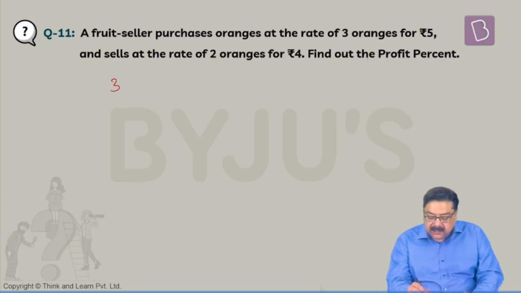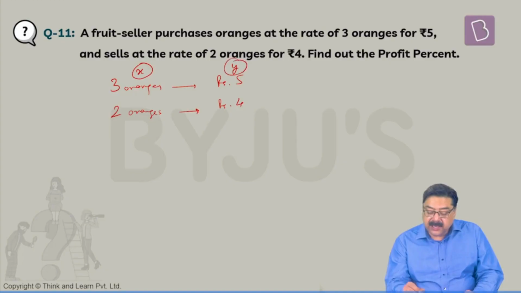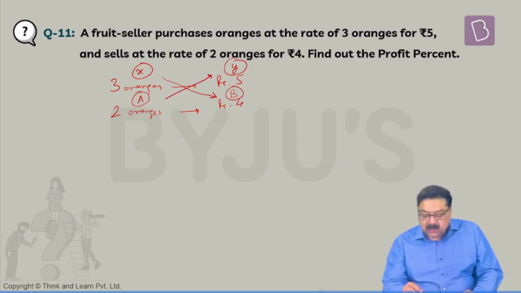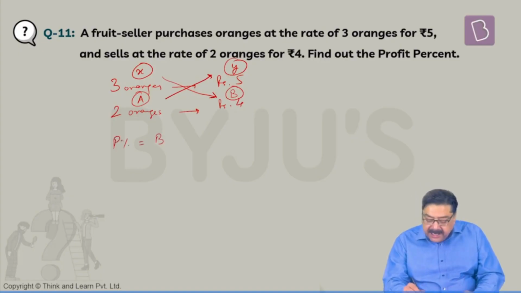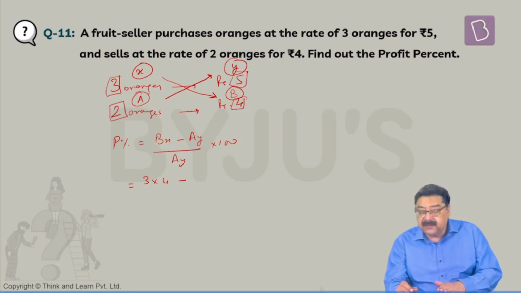Now there are 3 oranges which are bought for rupees 5 and 2 oranges are sold for rupees 4. So this is X, this is Y, this is A and this is B. Let's do this. So let us cross multiply this. So profit percent here shall be (BX minus AY) by AY into 100. So it shall become 3 into 4. This is B, this is X, minus 2 oranges and rupees 5 is the value of Y.